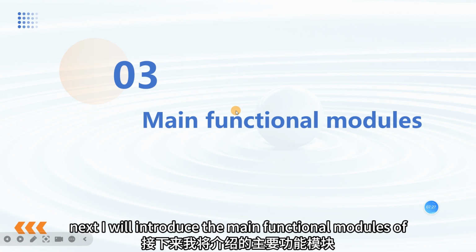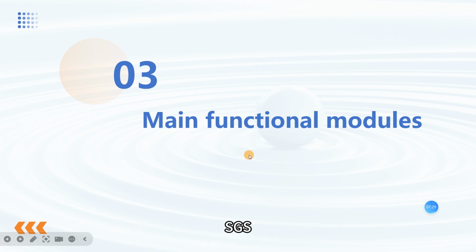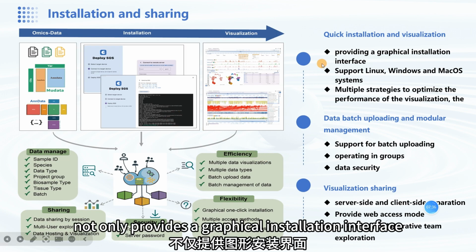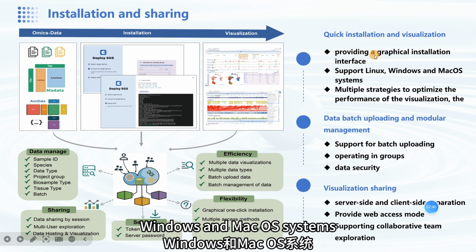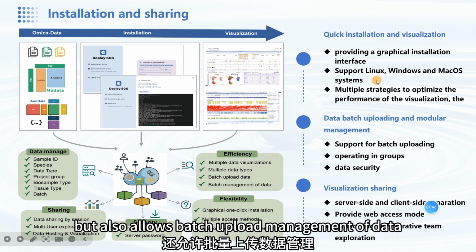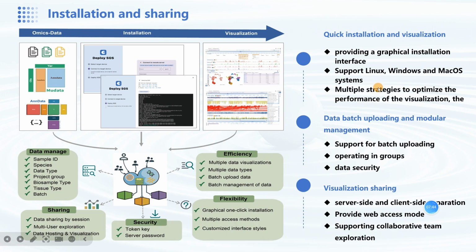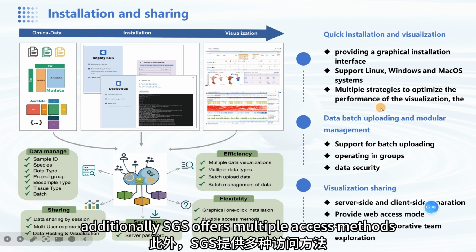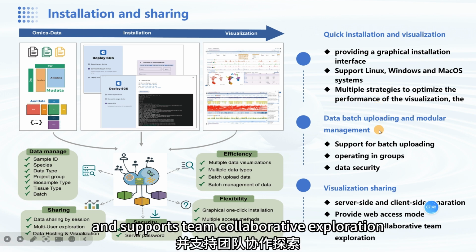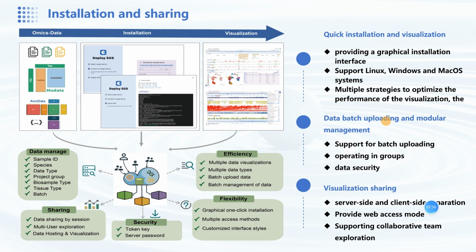Next, I will introduce the main functional modules of SGS. SGS not only provides a graphical installation interface supporting Linux, Windows, and Mac OS systems, but also allows batch upload and management of data. Additionally, SGS offers multiple access methods and supports team collaborative exploration.